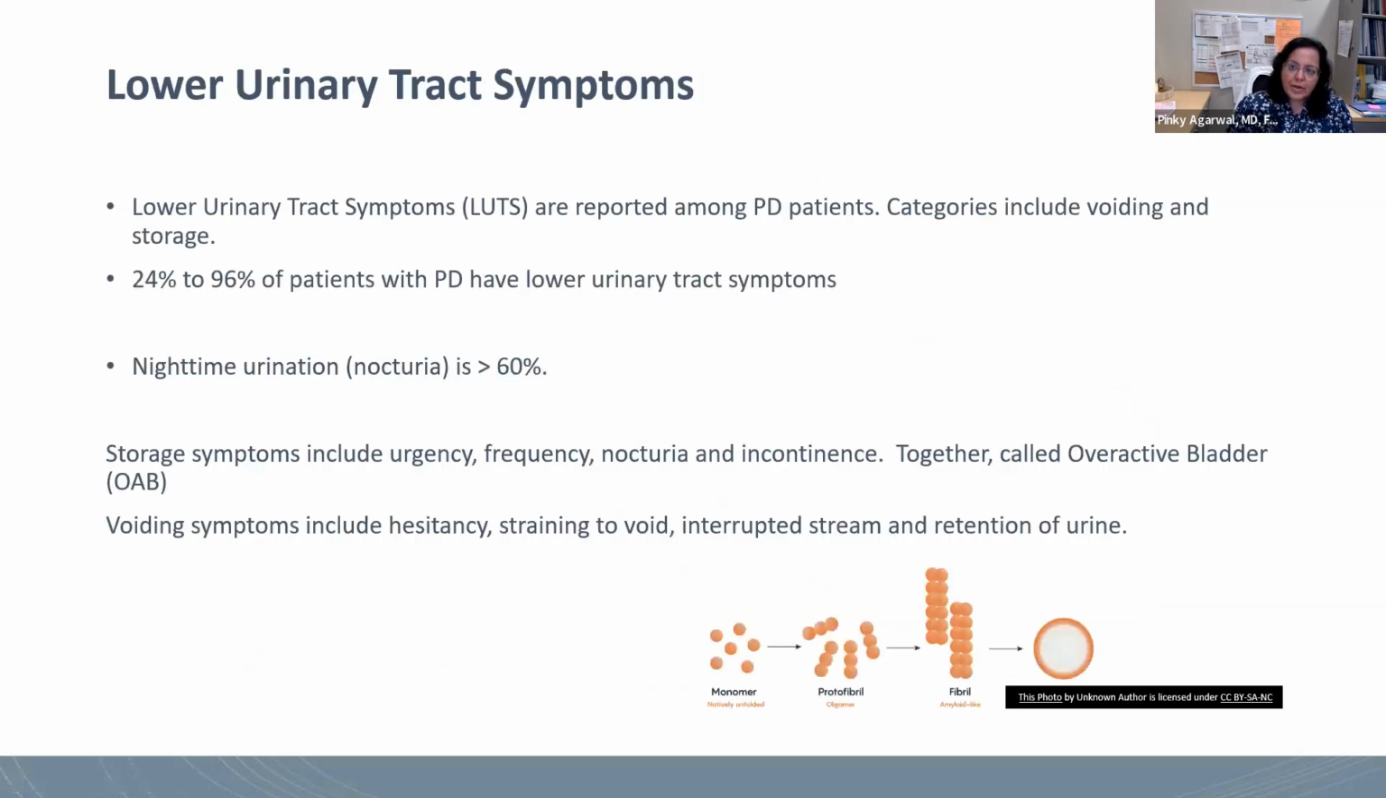Now, lower urinary tract symptoms, which are for short called LUTs, are reported amongst Parkinson's patients, and they include two categories. One is trouble with voiding, and the other one is trouble with storage. Now, almost 24% to up to 96% of patients with Parkinson's will have lower urinary tract symptoms. And more than 60% of patients with Parkinson's will notice that they have to get up in the middle of the night to use the restroom.